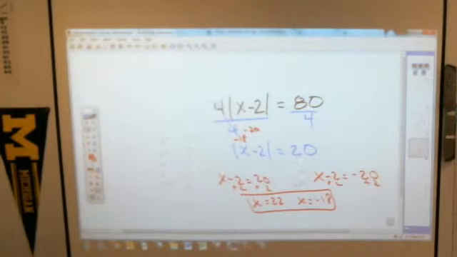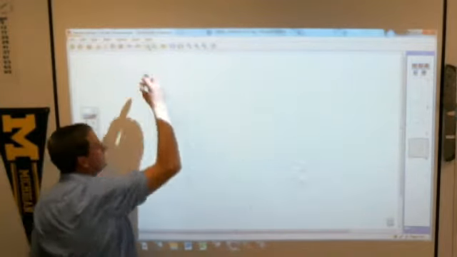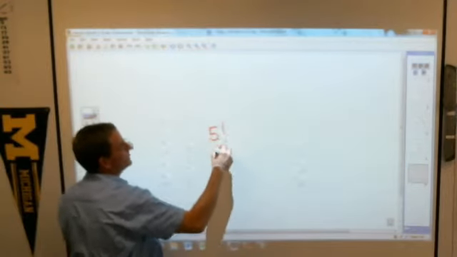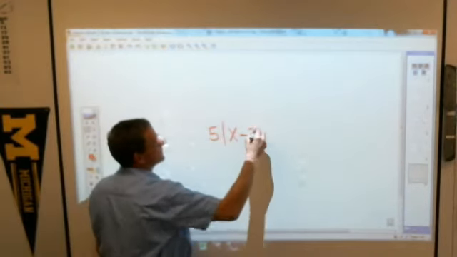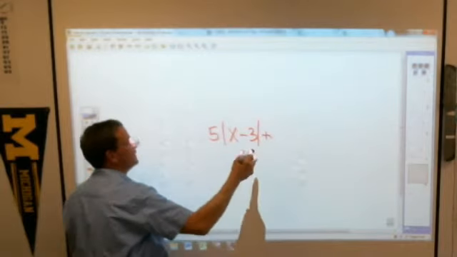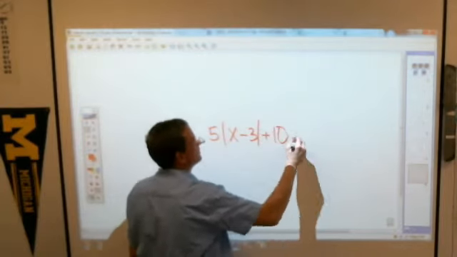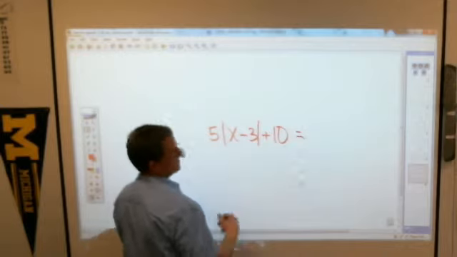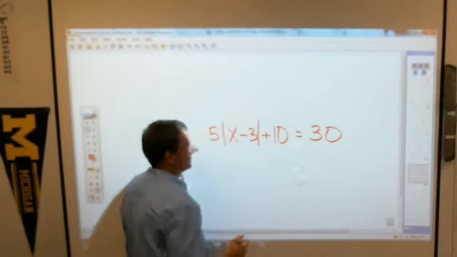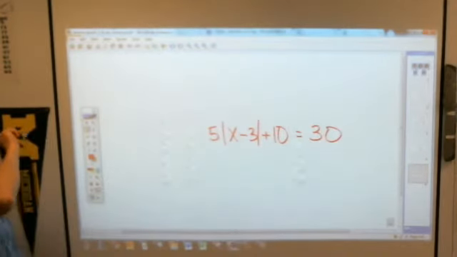Let's go for the super hard one. Negative juggler. I don't think there is one. Go right for the heart. Juggler 2. Why don't they do 2 of these things? I'm going to do 2 of these things. Let's solve the hardest one humanly possible right now. 5 times the absolute value of x minus 3 plus 10 equals 30. I just made that up in case you're wondering. I don't know if it'll work or not.